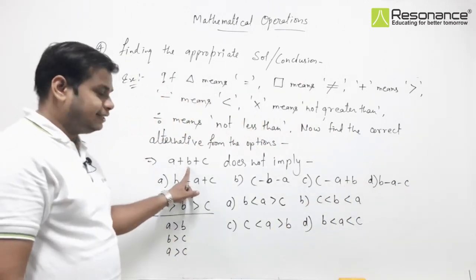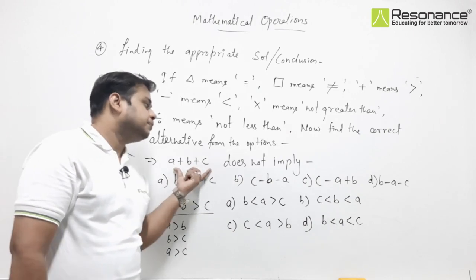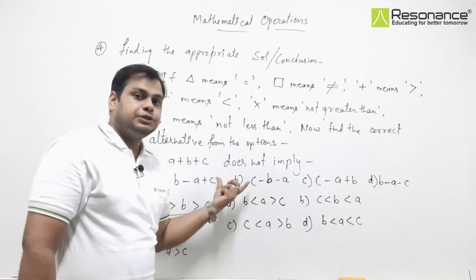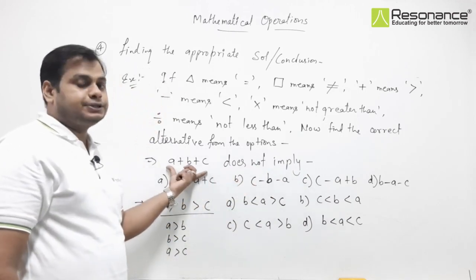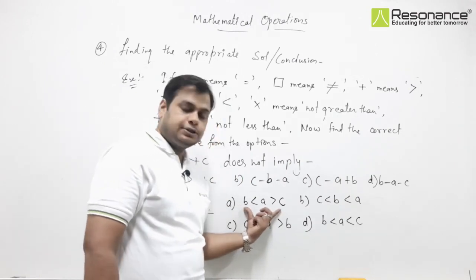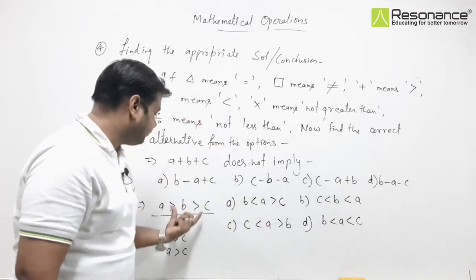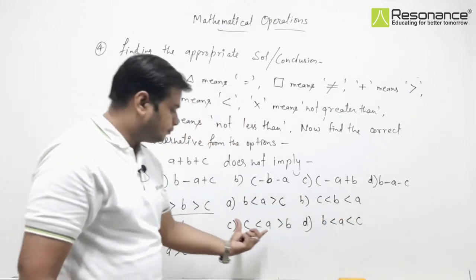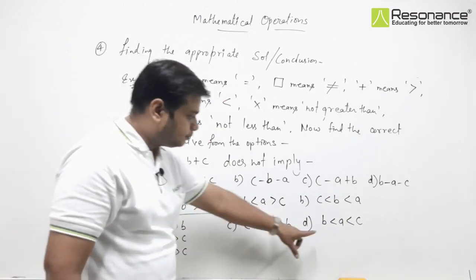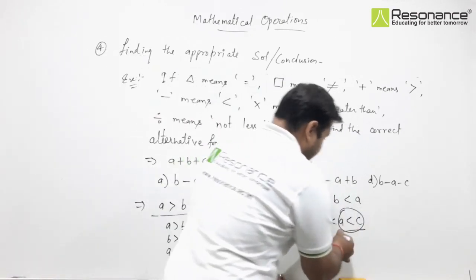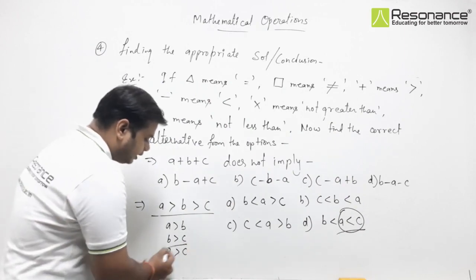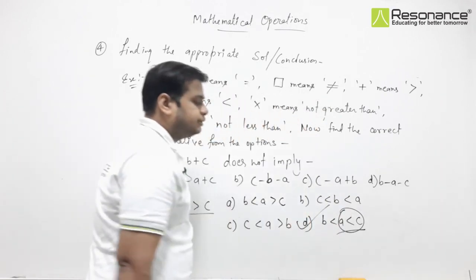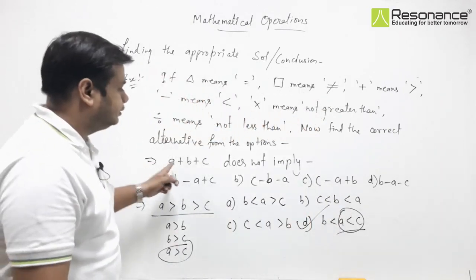Now, we can see what the question asked. A plus B plus C does not imply. That means we have to find the option which does not follow this kind of condition. In the first option, the given equation is following this condition. In option B it is clearly following this condition. In option C also it is following the condition, but in option D we can see A is less than C, but it is not possible. Why? Because A is always greater than C. So, option D is not possible, that is why option D is the answer of this question.